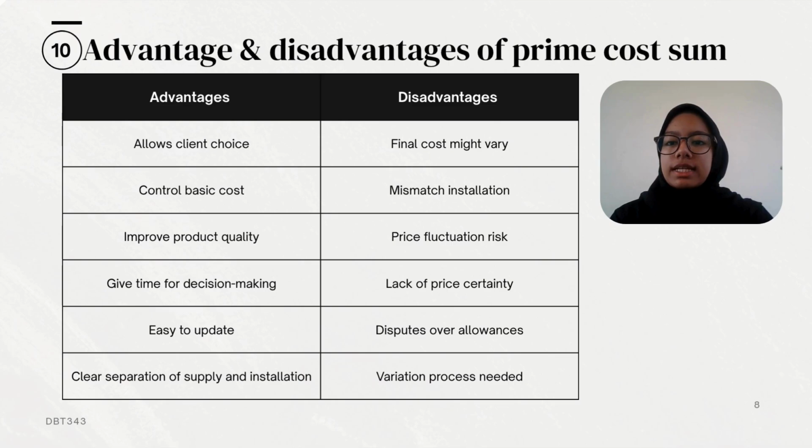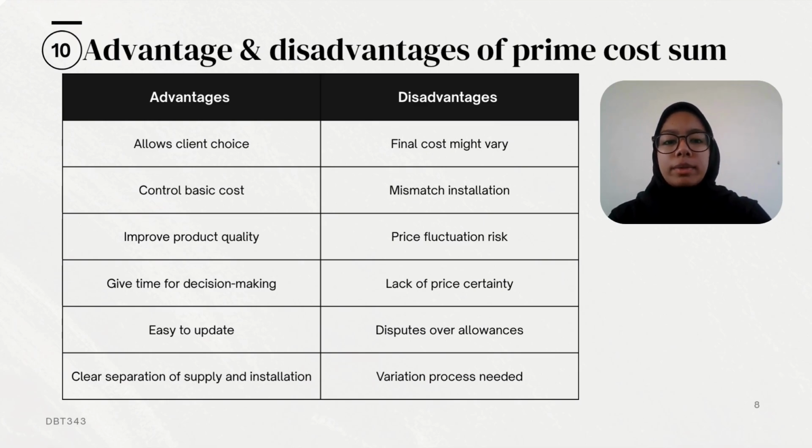Next, the advantages and disadvantages of prime cost sum. Advantage first: it allows client choice. Clients can choose exact material types later based on latest preferences or trends. Second, control of basic costs. It sets a starting point for cost estimation even if the actual material is undecided. Third, improved product quality. Clients can select high quality materials to suit their standards within a fixed budget. Fourth, it gives time for decision making. Clients don't have to rush to pick finishes at tender stage.